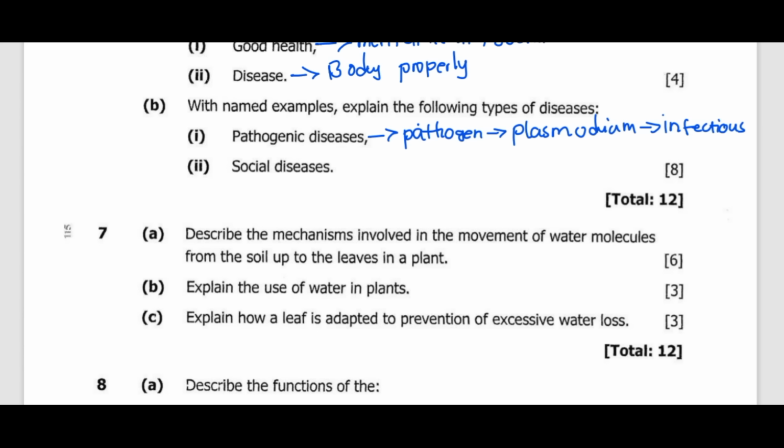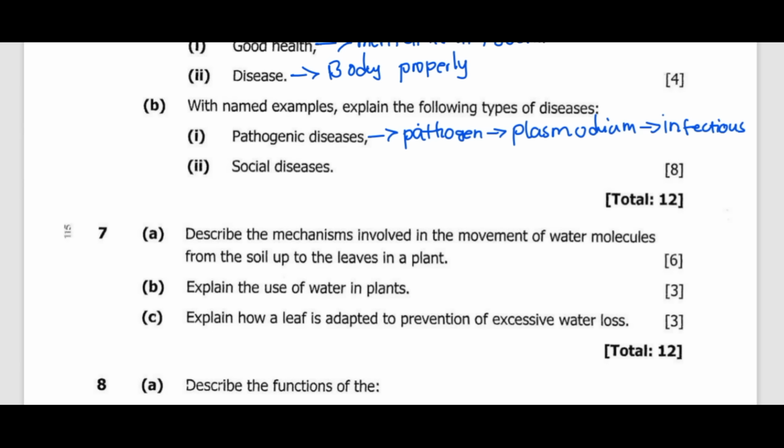So malaria is a pathogenic disease. It is caused by what we call Plasmodium. Then the vector for malaria is a mosquito. Then we can also add the signs and symptoms if possible. So these are some of the points that we can give for pathogenic diseases.